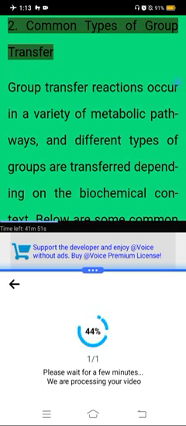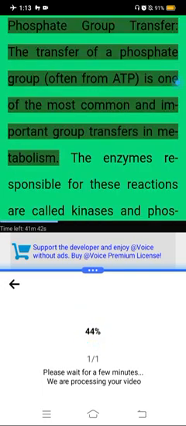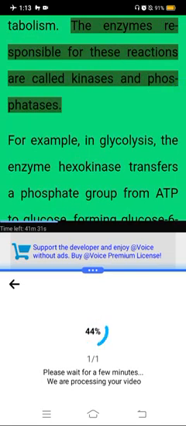2. Common types of group transfer. Group transfer reactions occur in a variety of metabolic pathways, and different types of groups are transferred depending on the biochemical context. Below are some common examples. Phosphate group transfer. The transfer of a phosphate group, often from ATP, is one of the most common and important group transfers in metabolism. The enzymes responsible for these reactions are called kinases and phosphatases.